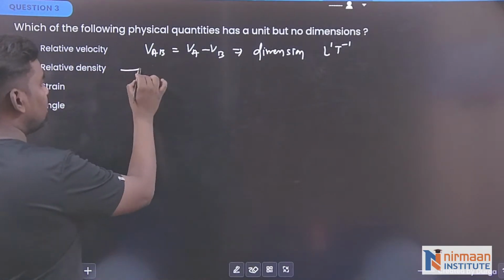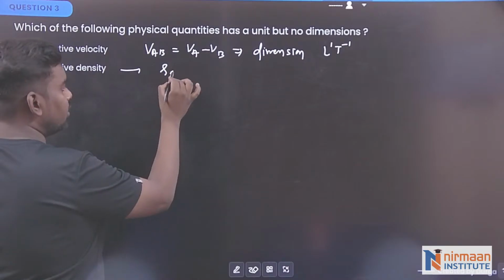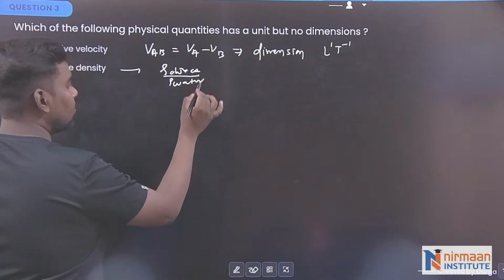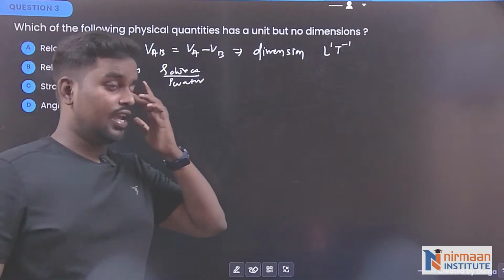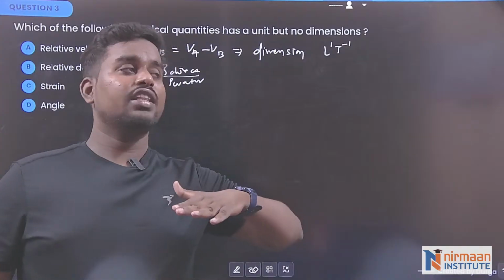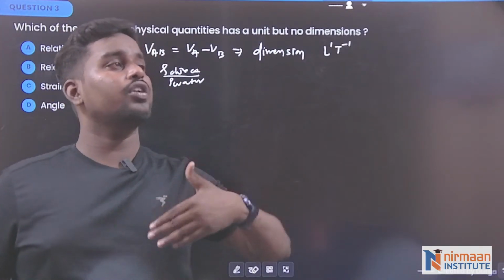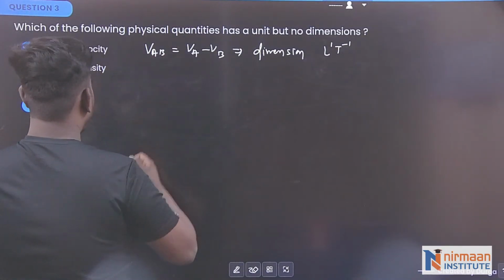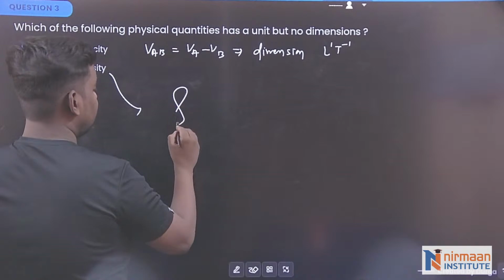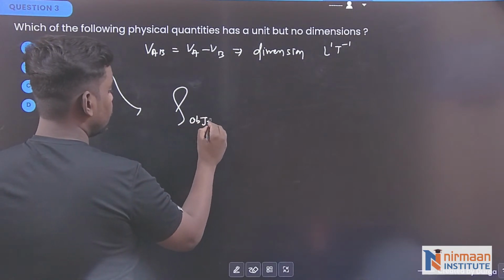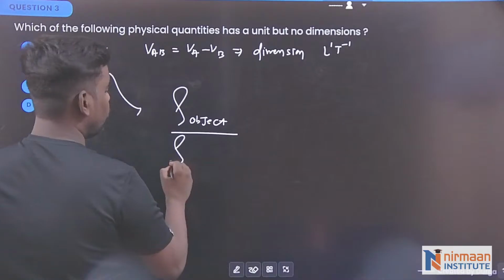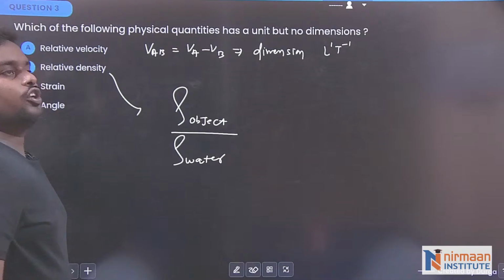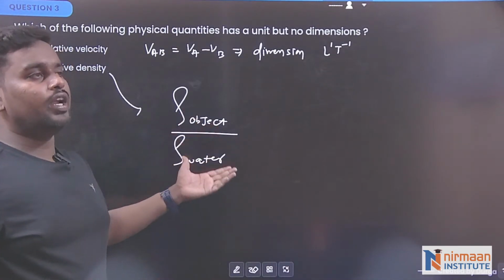It is relative density. Relative density means what? Density of the object divided by density of the water. Okay, what is this case called? Relative density. For any object, if you take the fraction of the density of the object to the density of the water, you get relative density. Let me write it here. It's density of the object divided by density of the water. Rho is density.